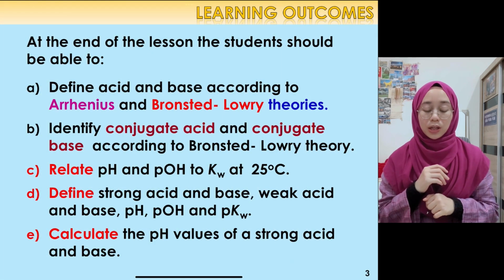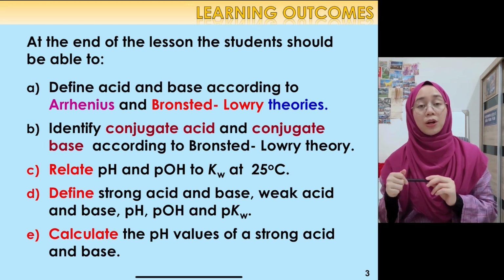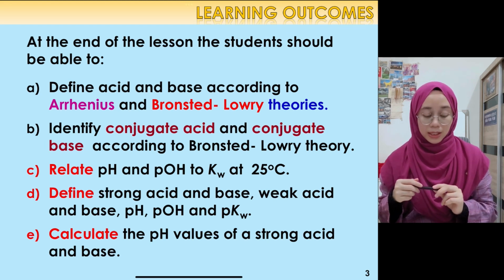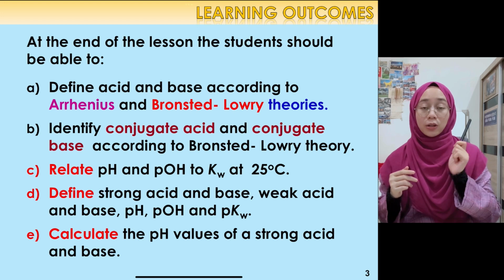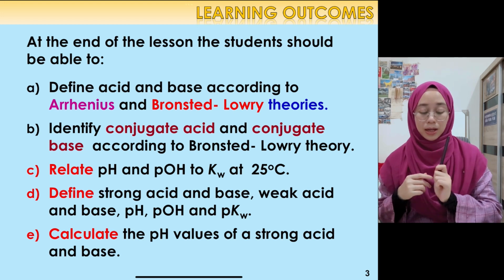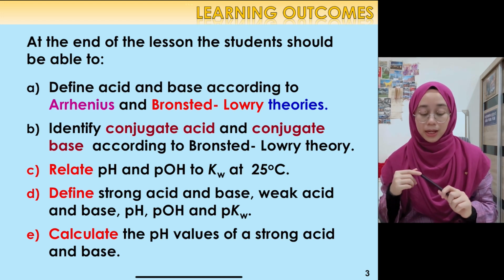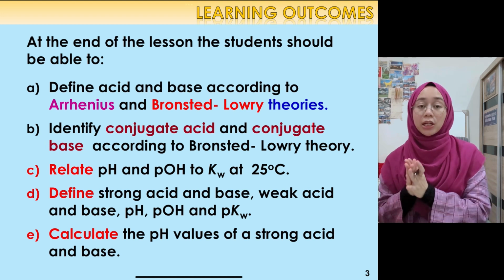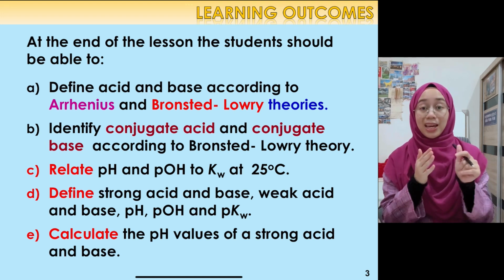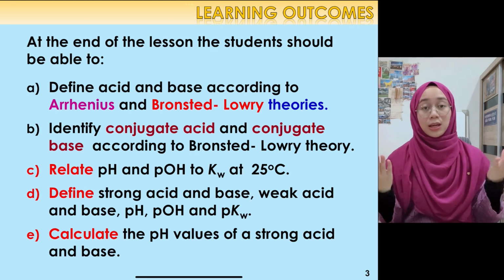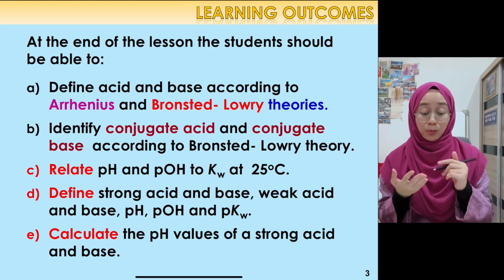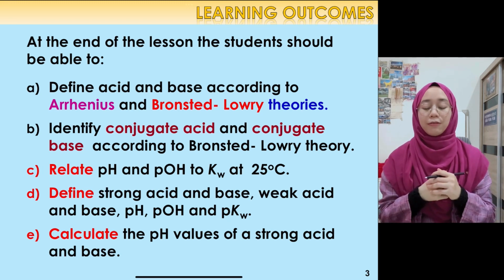The first one kita akan tengok the definition of acid and base according to Arrhenius and also Bronsted-Lowry theories, and then kita akan identify conjugate acid and also conjugate base according to Bronsted-Lowry theory, and then kita akan try to relate the pH and also pOH to the Kw. So K, kamu dah tahu apa K, tapi what about W? Okay, at 25 degrees Celsius.